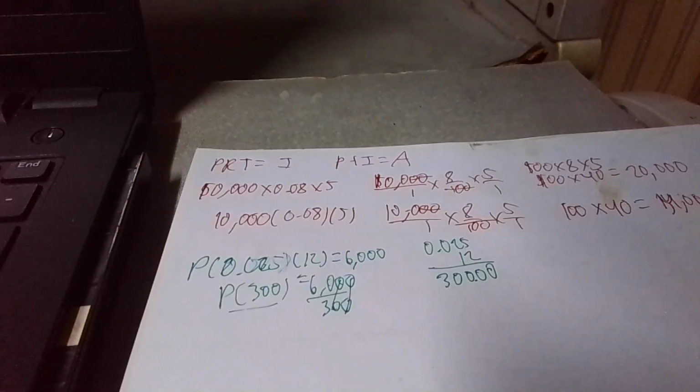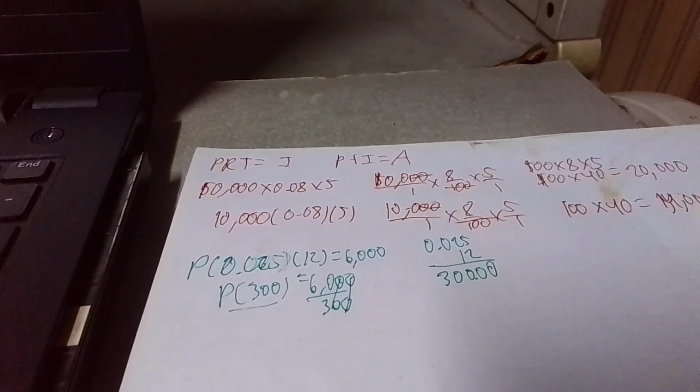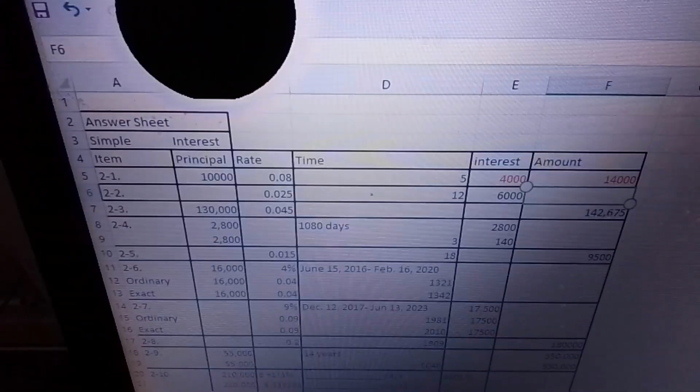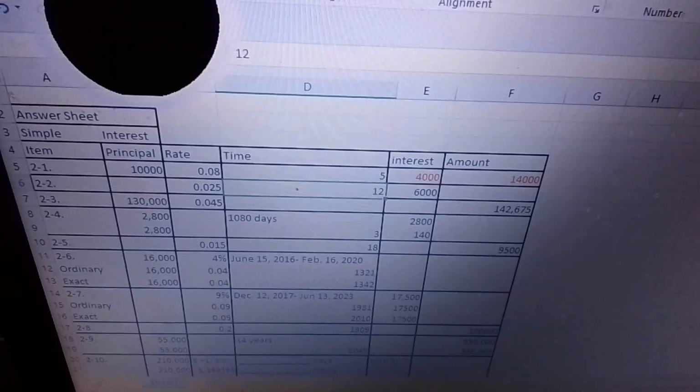Wait, that's not right. Okay, let's check with the solution sheet. Maybe I made a mistake, I might have put everything there. Okay, going back to your solution sheet. So remember we have 0.025, and then our interest is 6,000 pesos.